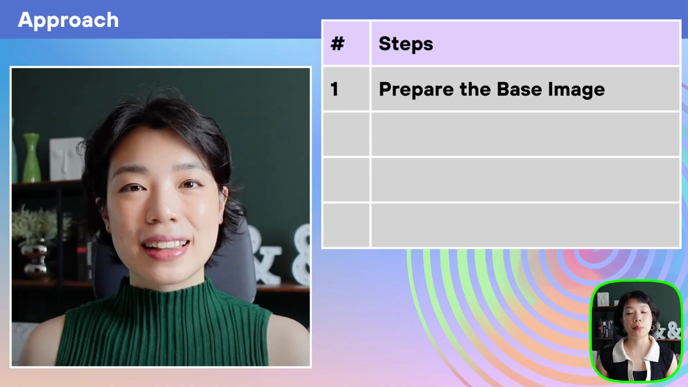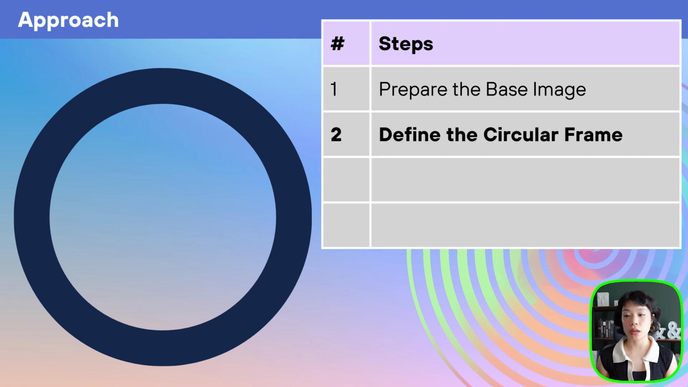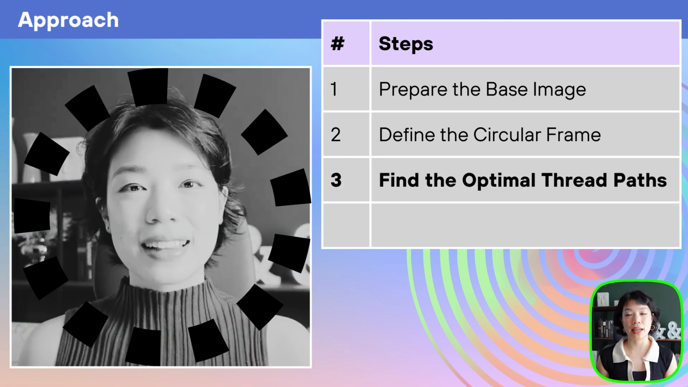First, we start by preparing the base image, and we do that by converting the input image into grayscale. And after that, we then define the circular frame, and we do this by placing evenly spaced points or nails around a circle to serve as anchor points for the thread. After we set all of this up, we start using the greedy algorithm to find the best possible paths.